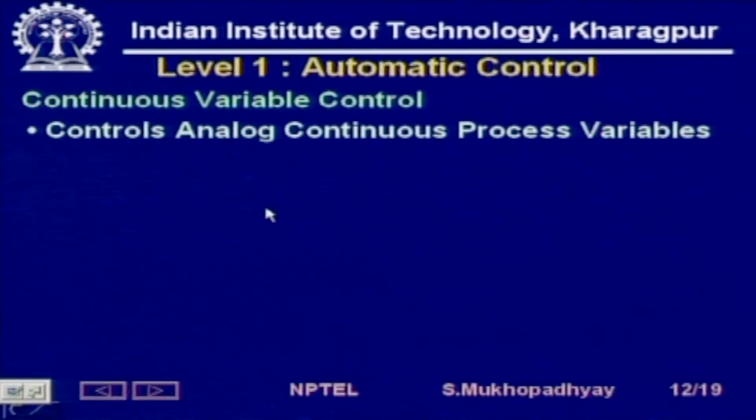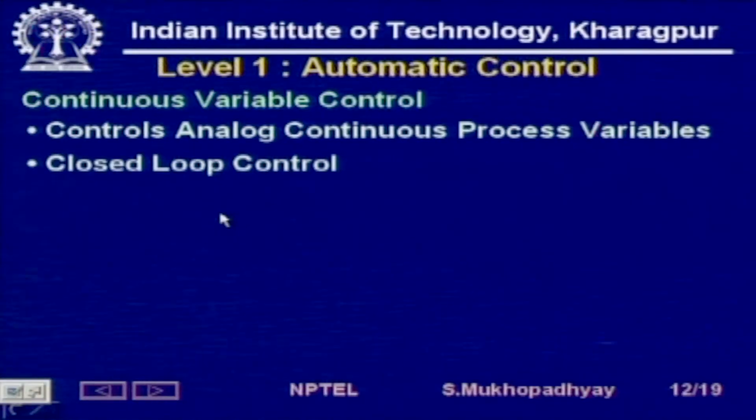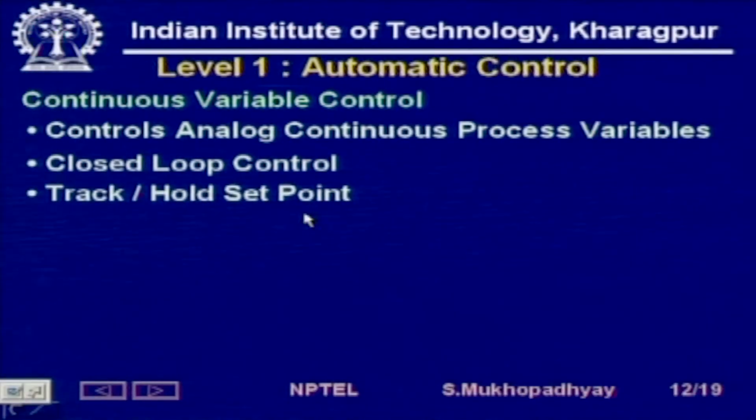So, we control analog continuous process variables, that is fine, and typically we apply what we understand by closed loop control, which you have seen. So, the main objective is to track or hold set points, that is, the output should follow the set point. If the set point changes, it should track it. If the set point is constant, it should hold it irrespective of disturbances. So, it should reject disturbances both in the sensor as well as load disturbances as well as in the actuator.